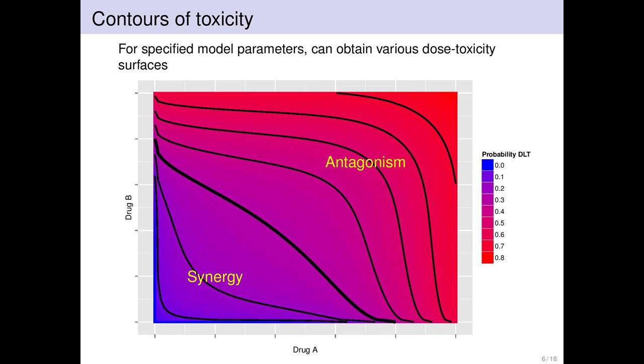And this plot here just shows one potential dose-toxicity surface that was created using that 6-parameter model of Tao et al. And in this situation, you can see you can get antagonistic behaviour up in the top right, but also synergistic in the bottom left. So you could get many different contours depending on the choice of our parameters.